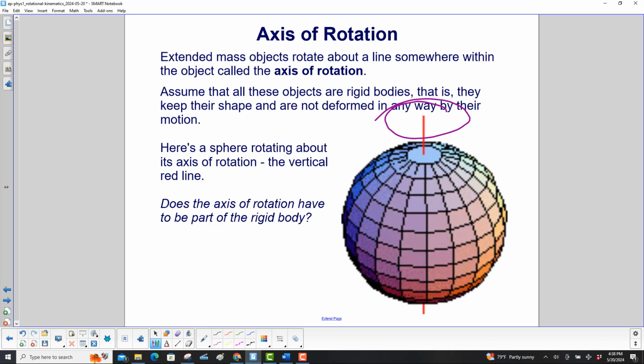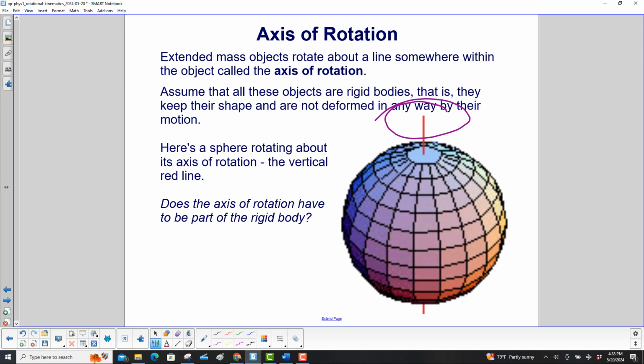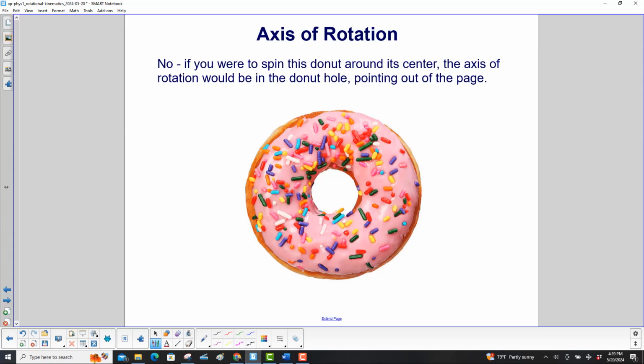Does the axis of rotation have to be part of the rigid body? No. If you were to spin this donut around its center, the axis of rotation would be in the donut hole, pointing out of the page, right here. That's where the axis of rotation is.